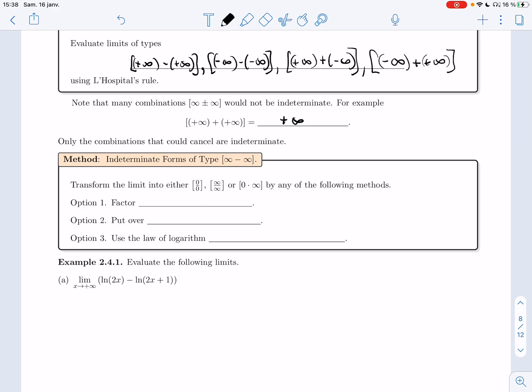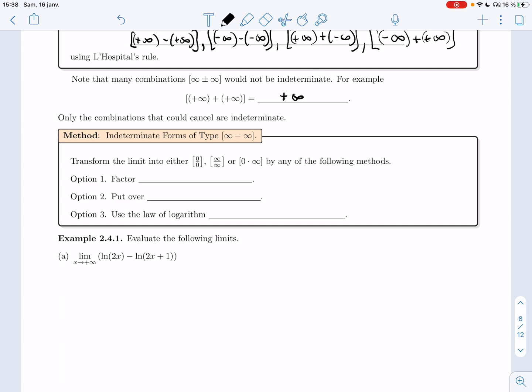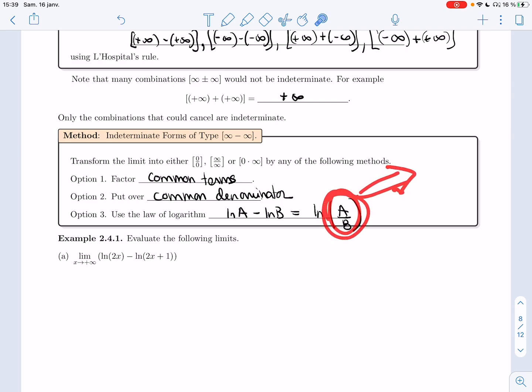If you have something in common, you would factor it out. So factor common terms. Put over a common denominator if you have fractions. If you have polynomials, probably going to be this. And then use the laws of logarithm, only if you have logs, but if you have a difference of two logs, then you could write it as a log of a fraction, and then this fraction, you could probably look at separately and maybe use L'Hopital here.